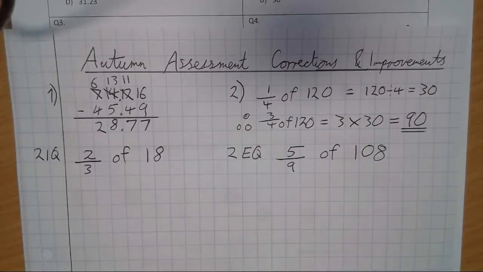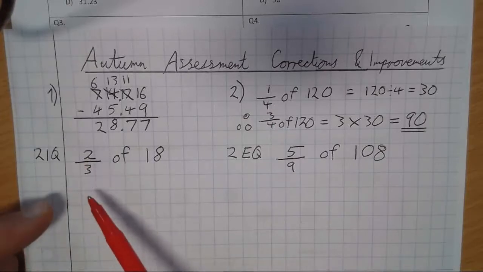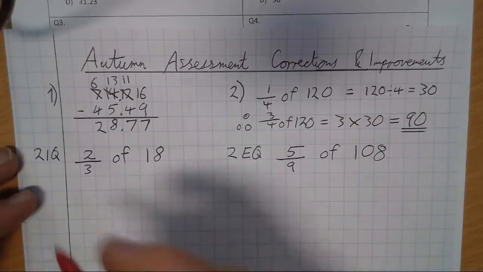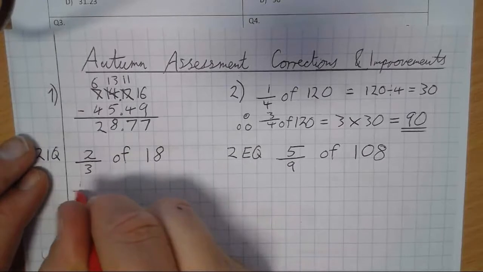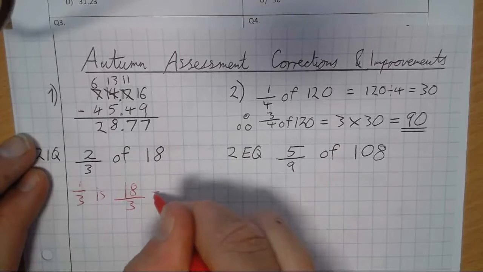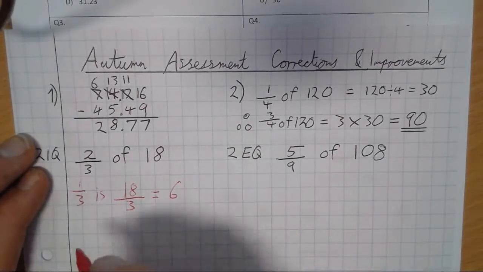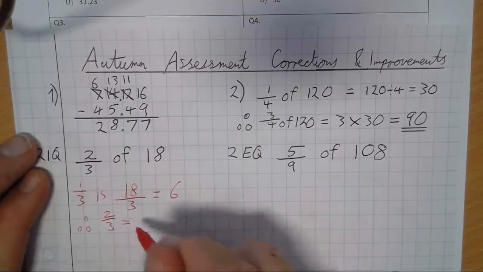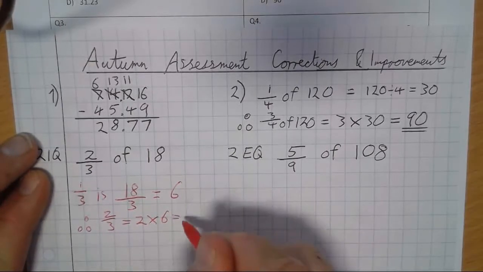Some people have suggested the method that we need to use, which is divide by the bottom, times by the top. The reason why that works is because of this. To find 1/3, I would need to divide by 3. I then need to go to 2/3, so I'm going to times by 2 afterwards. So what I would do is say 1/3 of 18 is 18 divided by 3, which is 6. So therefore, 2/3 is just 2 lots of that. 2 times 6, which is 12.